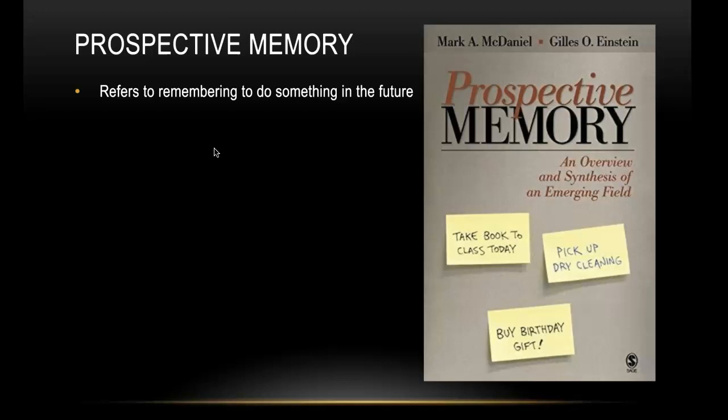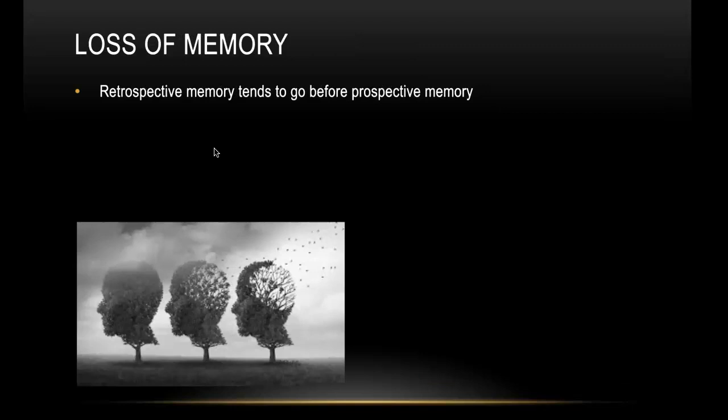Now, the loss of memory. Your retrospective memory tends to go before your prospective memory. Retrospective declines quicker because things that have happened in your past that you've known all your life, you just get old, and sometimes it just goes away. You just forget those things.